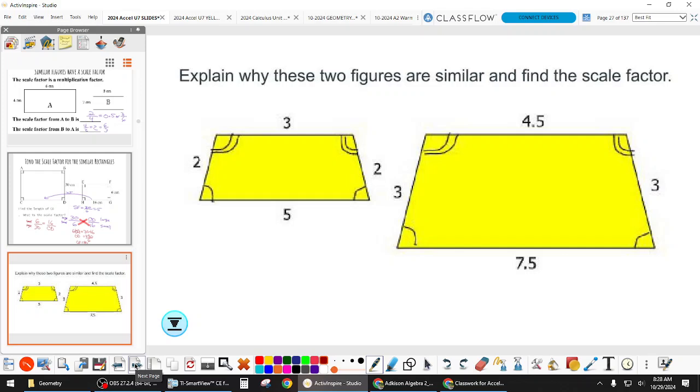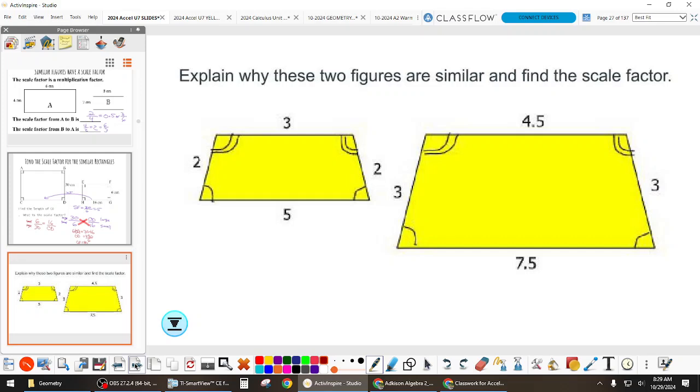Okay. It says explain why these two figures are similar and find the scale factor. Hopefully you're starting to kind of develop a sense of similarity. We will define it here in just a minute. Are they similar? It says why they are, but let's check. How would we prove that they are similar for sure? What do we use to do that? Yeah, Braden?